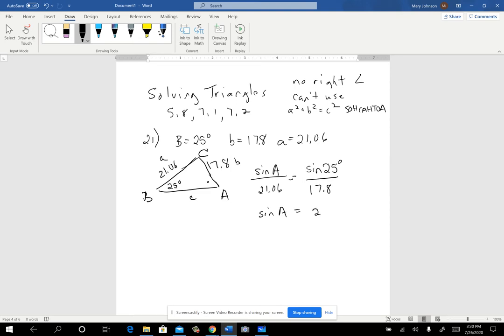So I'm going to take 21.06 times the sine of 25 degrees, divide that by 17.8, and I'll be rounding that, but I'll be hanging on to a lot of decimal places here. So I'm going to take 21.06 times the sine of 25 degrees. Make sure that you're in degree mode. And then I want to divide that by 17.8, and that turns out to be about 0.5000 if I round to 4 decimal places. Well, that doesn't happen often.